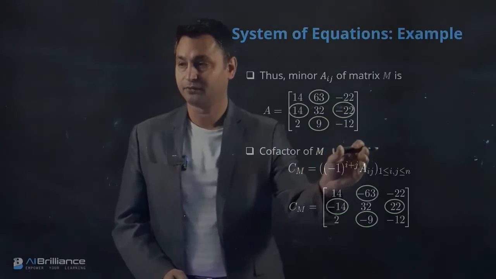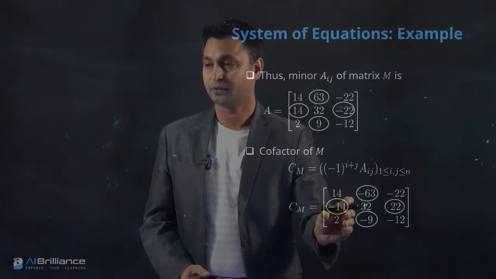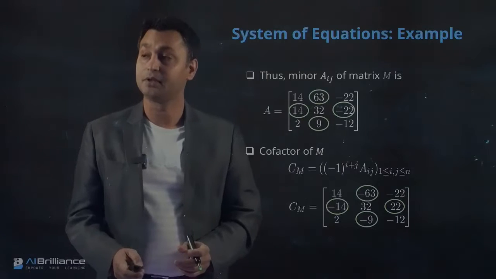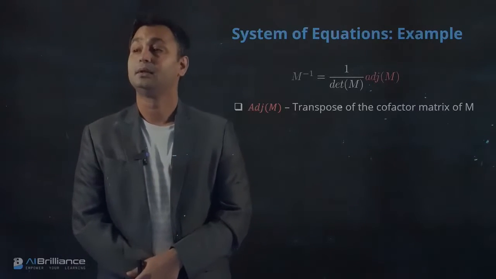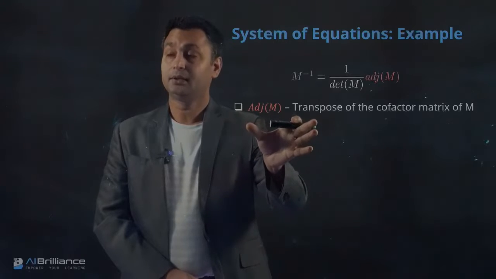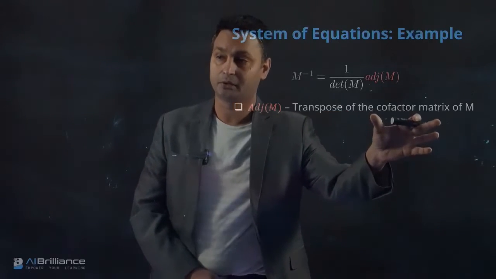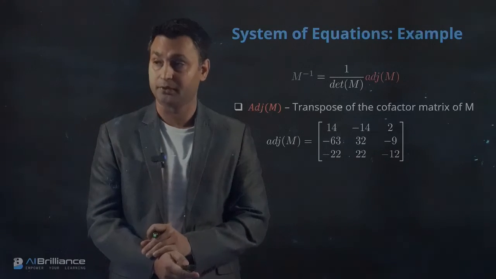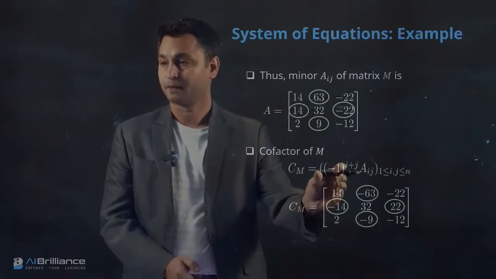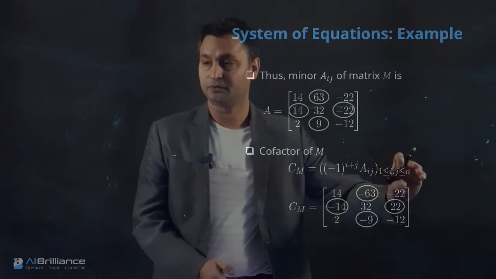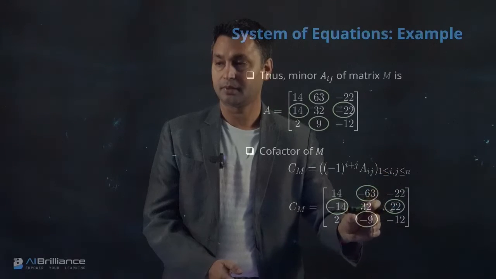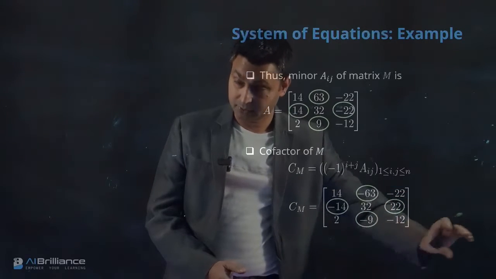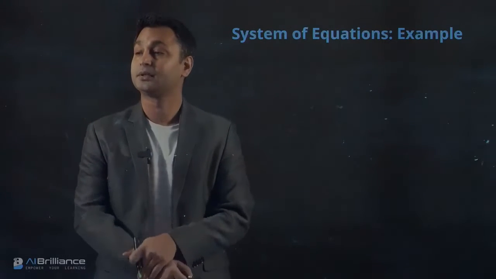Remember, here the first column is 14, -14 and 2. When we take the transpose, this will become the first row of the Cm transpose matrix. When we are computing the adjoint or adjugate, that's the transpose of the cofactor of the matrix M. In the previous step, we computed the cofactor matrix. If you look into this cofactor matrix, 14, -14, 2 should be the first row. 6, -63, 32, -9 should be the second row. -22, 22, 12 should be the third row of the transposed matrix, and that transposed matrix is essentially the adjoint.